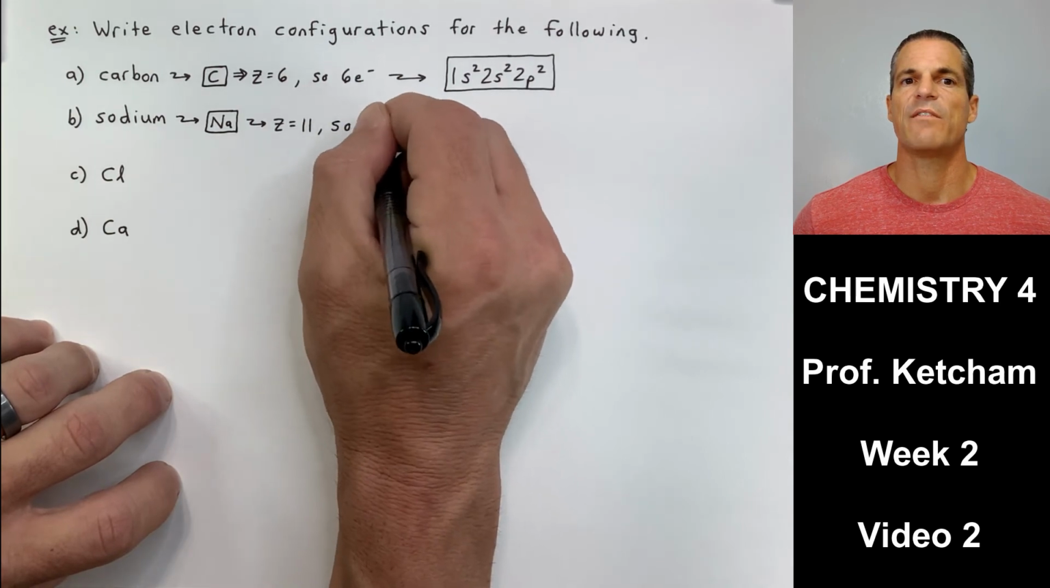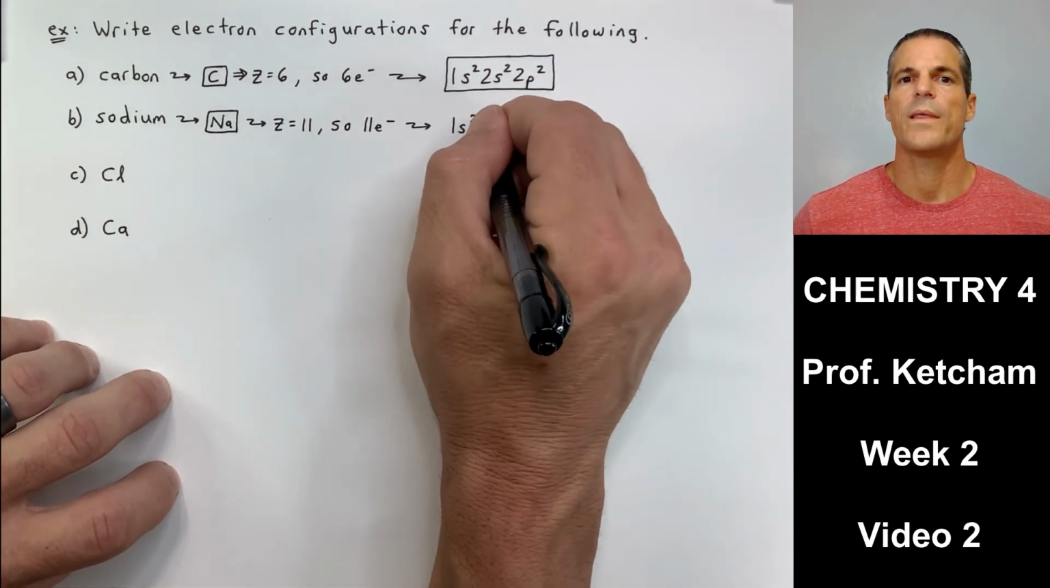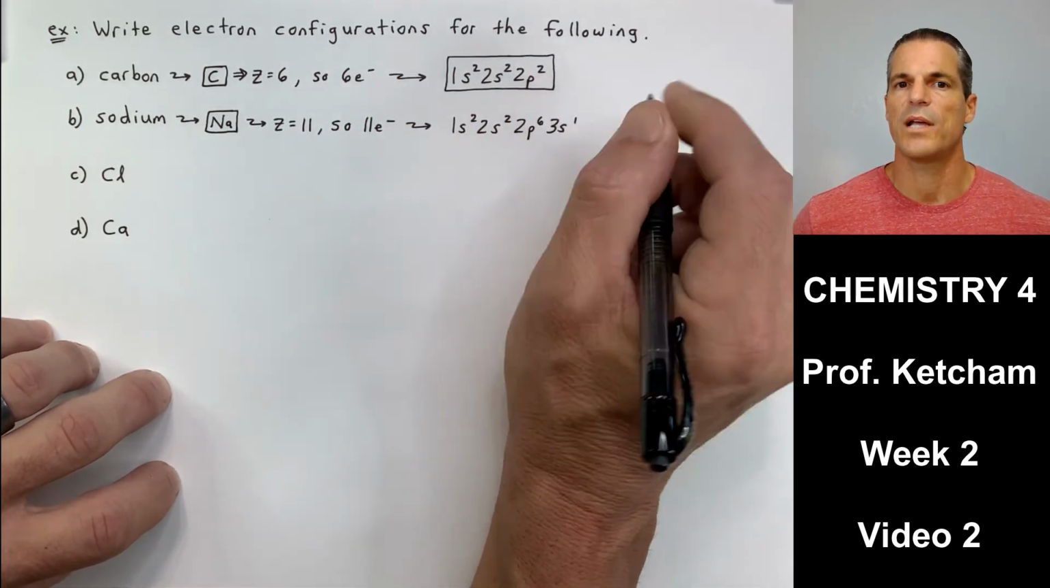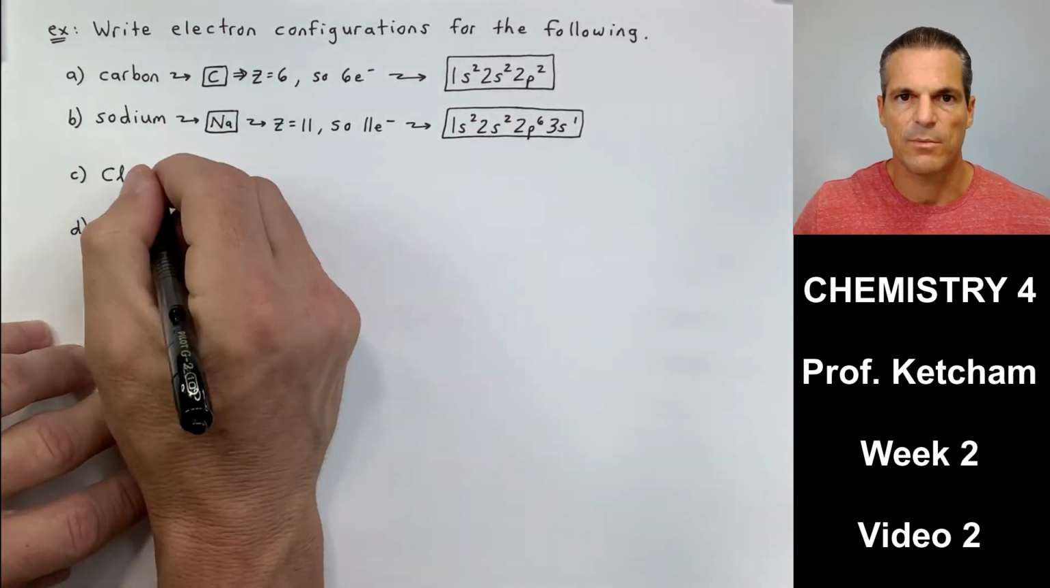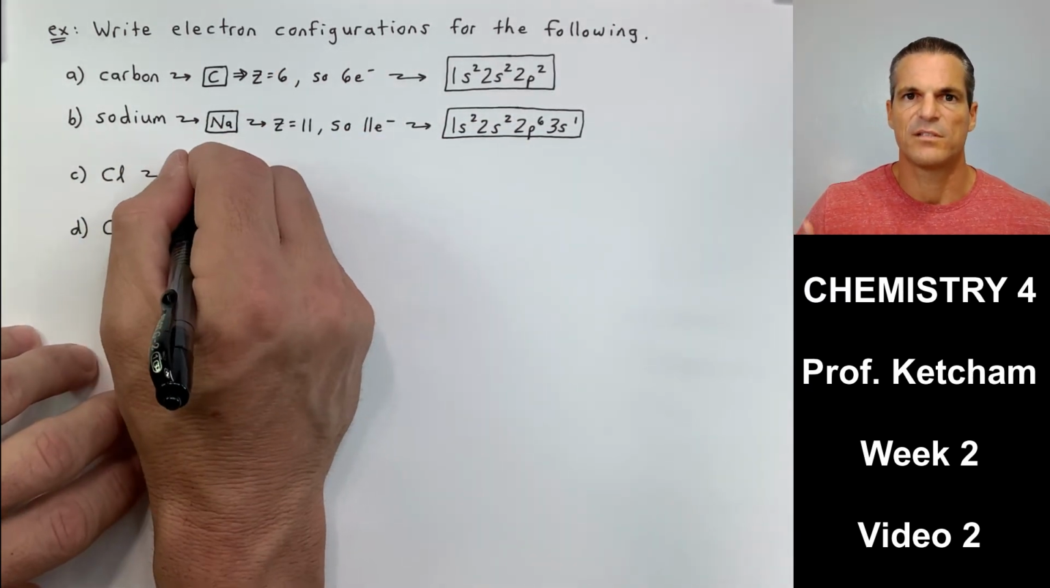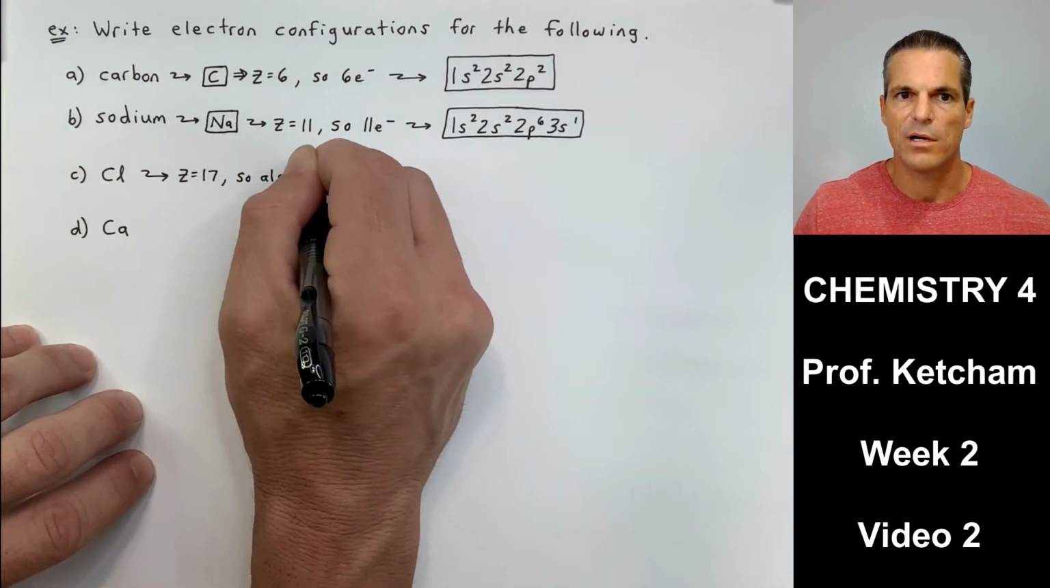Sodium, Z equals 11, so 11 electrons also. 1s2, 2s2, 2p6, 3s1. If you say these out loud, you begin to realize, hey, I can fill these up without using the diagonal rule. I know how it goes.